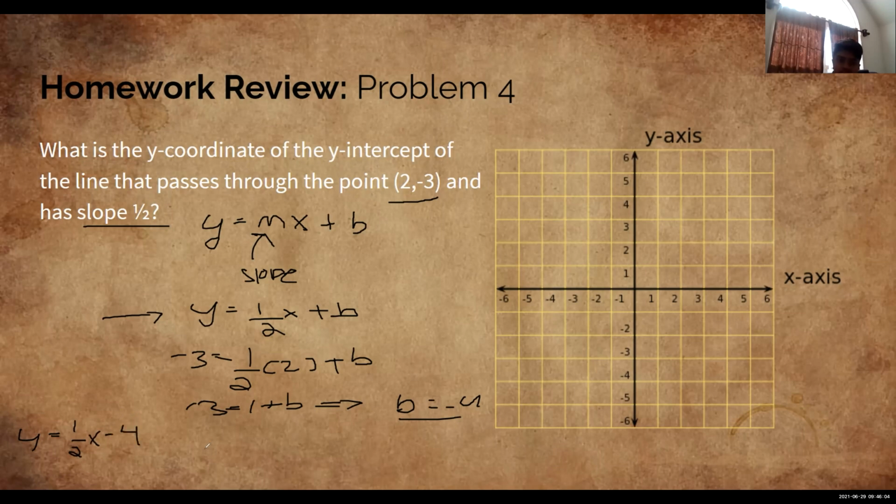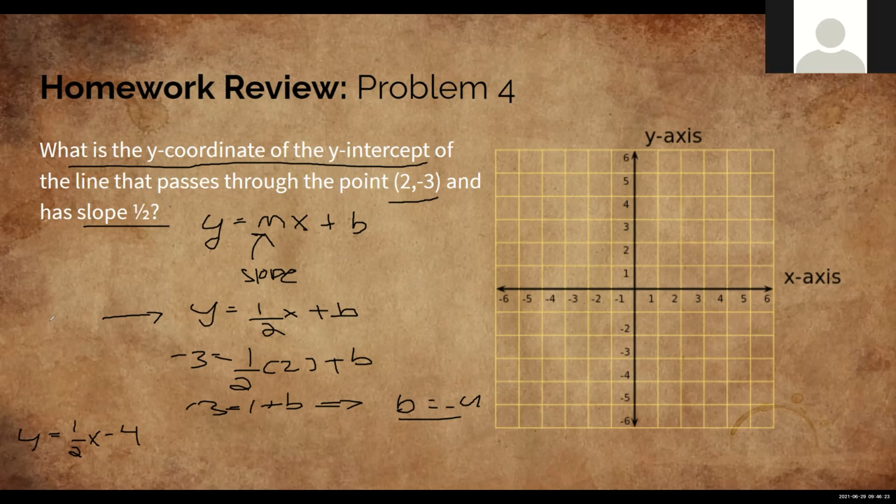But we're not done yet. Can anybody explain why we're not done yet? Because we have to find the y-coordinate of the y-intercept. Exactly. We always have to read the problem carefully. So what would be the answer, whoever was talking?